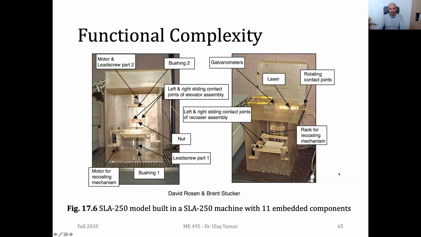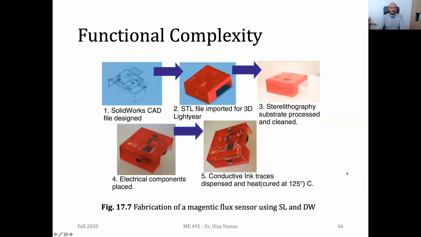Here's a weird example, for instance. These guys are the authors of our textbook. They used an SLA printer to print another SLA printer. But the only thing they have done is that, since there are some steel components, they embedded these components into the printer. So with the help of it, they got a smaller SLA printer by using the original SLA printer. So this is kind of a self-replicating printer.